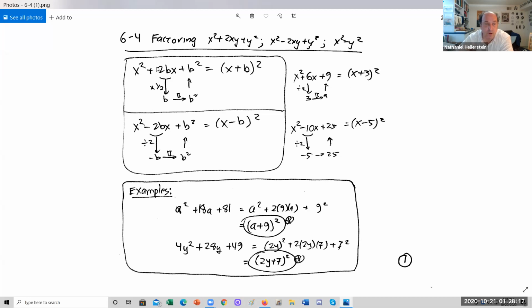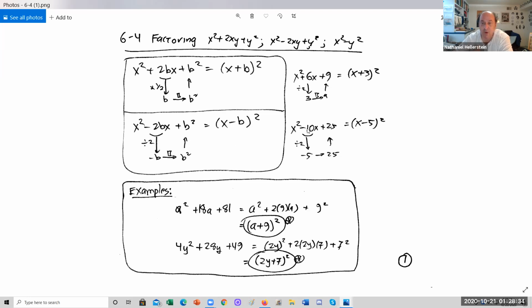Now, if we flip the sign of the middle term from 2bx to minus 2bx, we do the same process, which I call completing the square. You divide the middle coefficient by 2 and you get a negative b. That squares to b squared, which matches. And so you get x minus b, because of the minus, all squared.